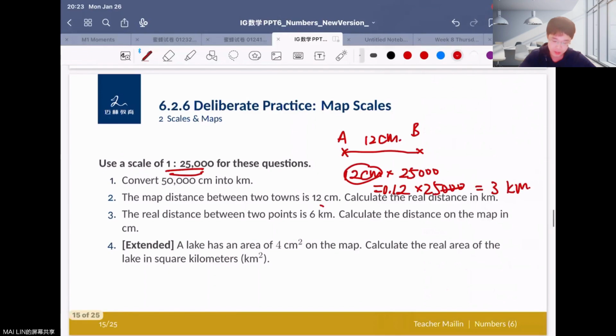And for the third question, you know that the real distance is 6 kilometers, and you want to find the distance on the map. So you divide by 25,000, right? So finally, the answer is 24 centimeters, okay?